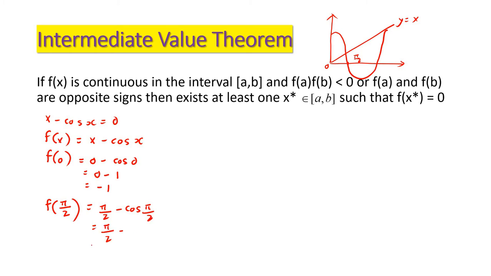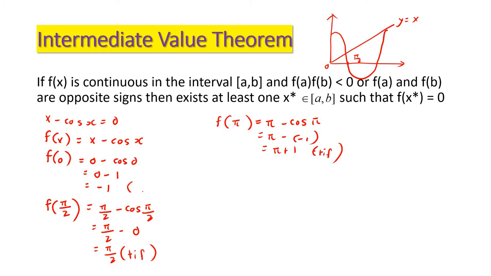Cos pi over 2 is 0, so this one is positive. If you don't use pi over 2, you may use, let's say, pi. That also works. So pi minus cos pi. Cos pi is negative 1, so this value, pi plus 1, is still positive. This is positive, this one is positive, this is negative. So according to the intermediate value theorem, you have f0.